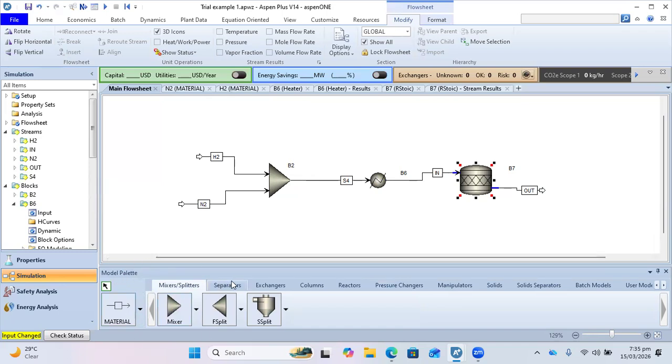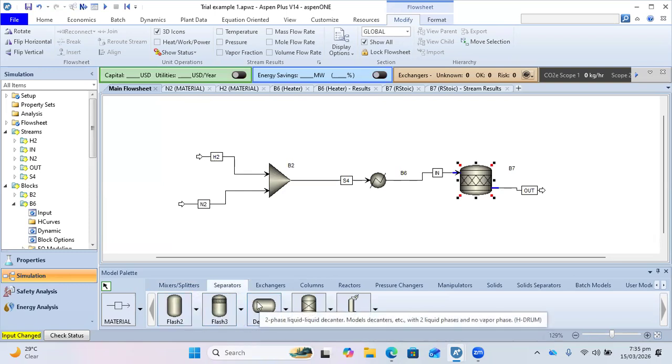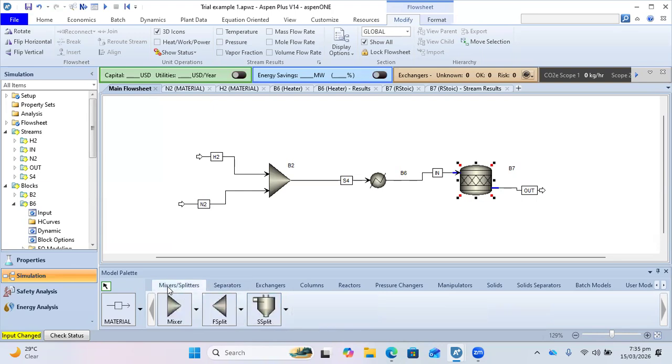So if I want to work with a particular kind of block, maybe I want to deal with a separator, maybe a flash column or a decanter, I can select the specific kind of unit that I need for my simulation. So what we started with was that we wanted to mix the hydrogen and nitrogen first. So this unit here is a mixer, right? Then after we mixed them, we heated them to the required temperature, because if you are supposed to feed your material into a reactive system, you wouldn't just feed it in at the wrong temperature. The feed temperature matters. So we have to feed this in at the required temperature given to us, and then we can perform the reaction. So that was the first part of the simulation that we did, right?